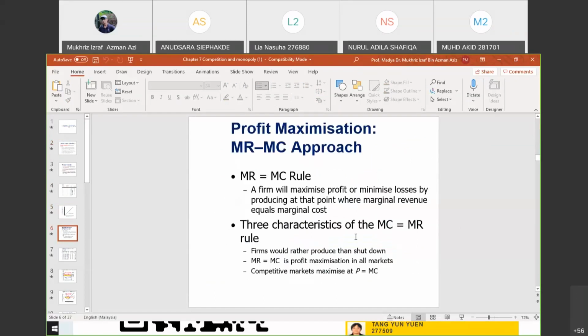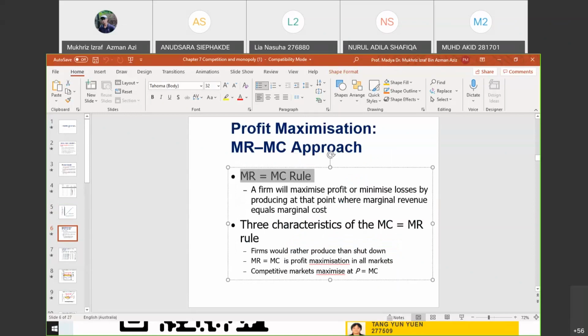Then we also looked at the profit maximizing condition. What is the output that the firm needs to produce in order to maximize profit? The general guideline is the MC equals MR rule, marginal revenue equals marginal cost. This is the rule that the firm needs to follow in order to maximize profit. When MR is equal to MC, the firm can determine the quantity of output that needs to be produced in order to maximize profit.